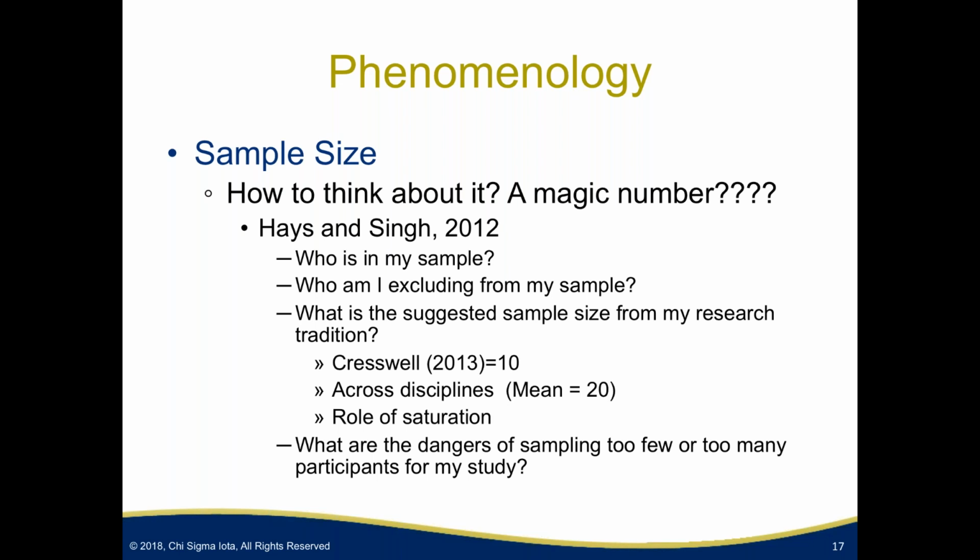So for phenomenology, we've had this go all over, up and down on the numbers. Creswell probably is the most, I'm going to say, infamous for recommending 10 people to be in the study. And across disciplines currently, based on the most current article that I saw, which could be education, health science, lots of different things, the mean for phenomenological studies is around 20.